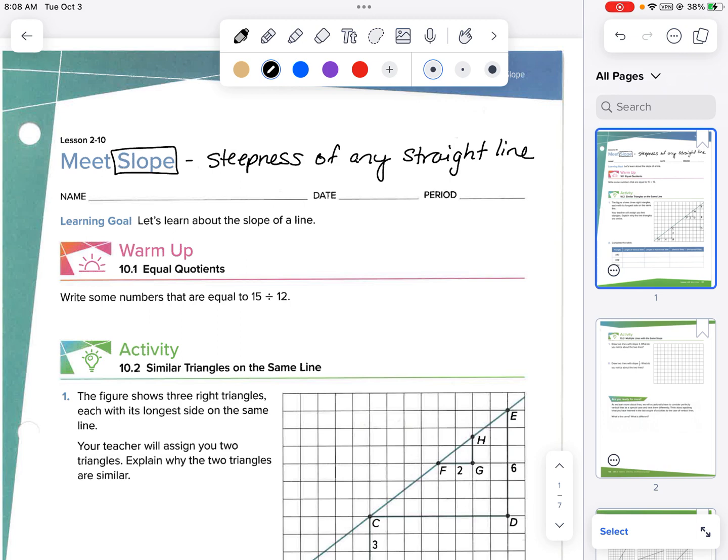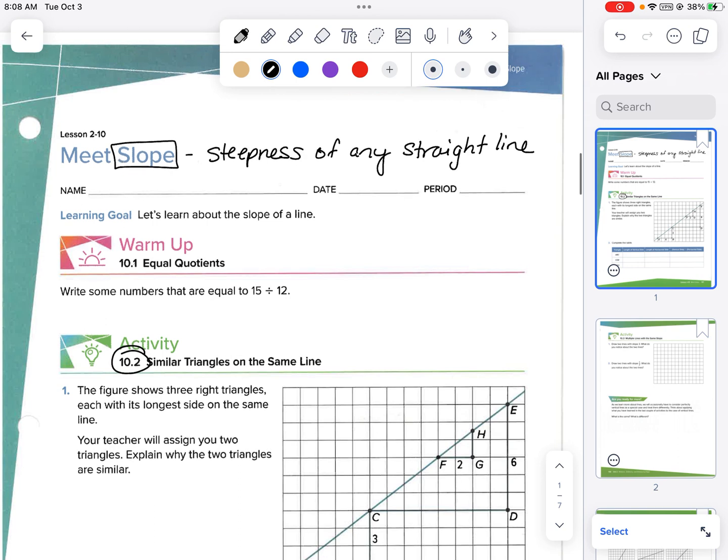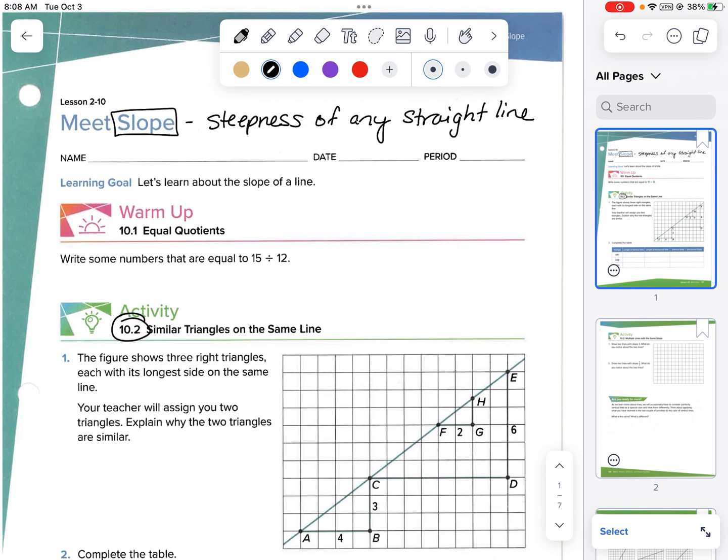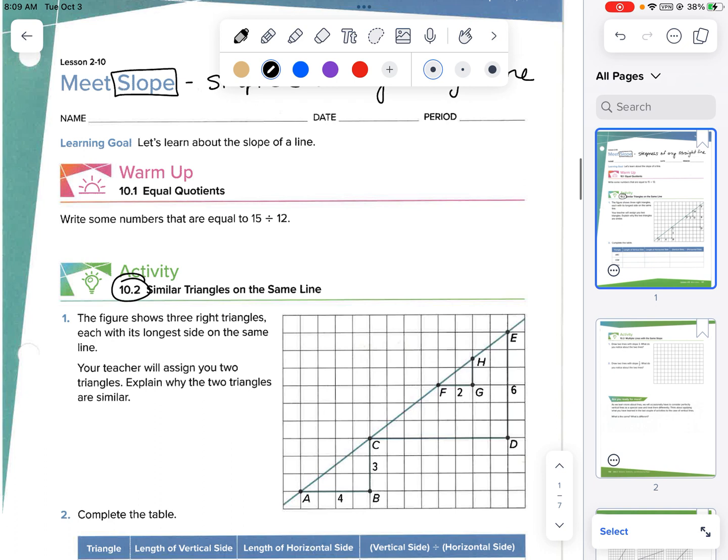All right, we're going to start with activity 2. It says the figure shows 3 right triangles, each with its longest side on the same line. Your teacher will assign you 2 triangles. Explain why the 2 triangles are similar. We're going to actually just compare all 3 triangles. So I'm going to highlight them in different colors. And as I'm doing that, I want us to think about what we know about similar triangles.